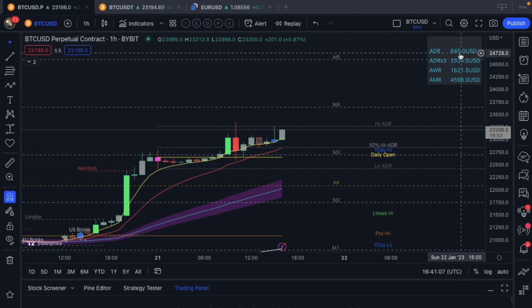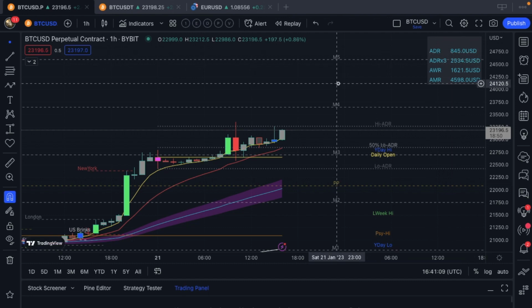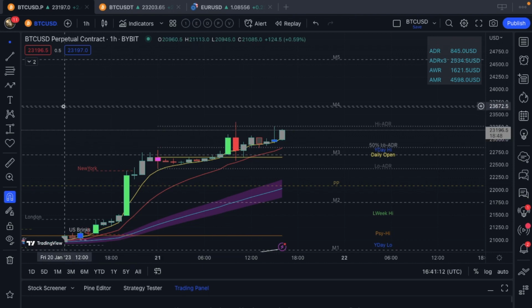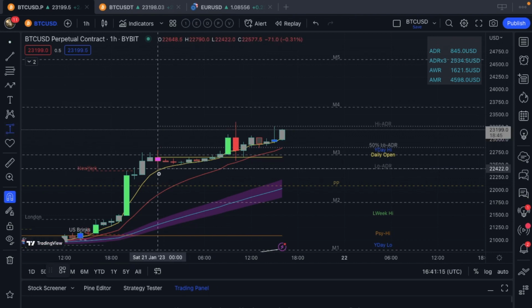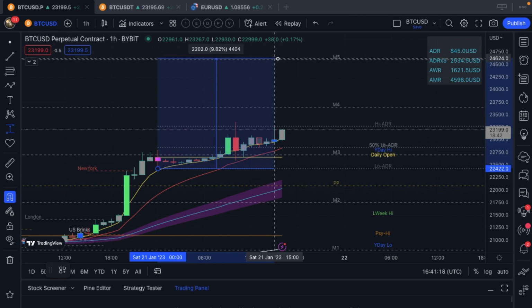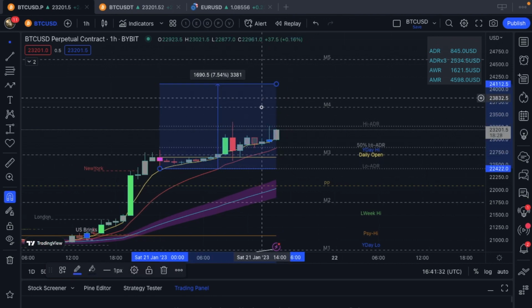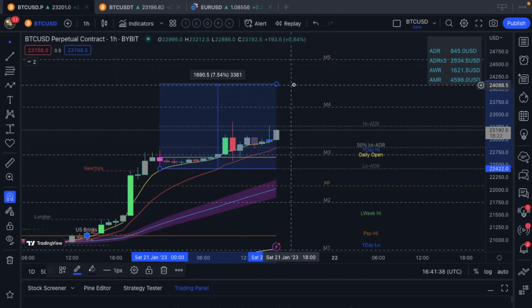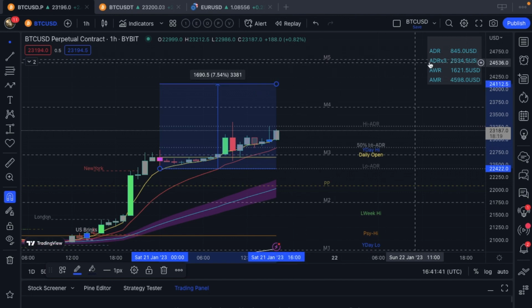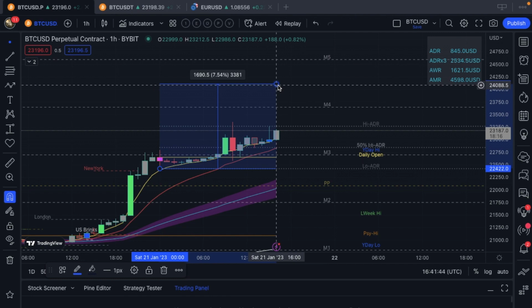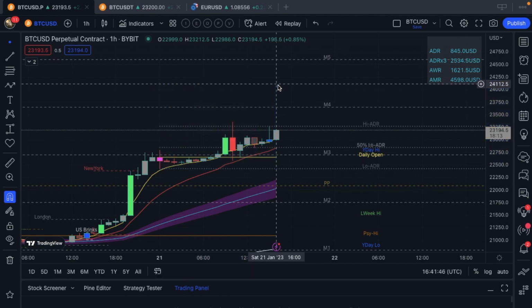So the 845 times that by 2 would be 1690. So from the beginning of that move, you would mark out, there you are, $1,690. And you might be projecting that. So let's say we broke above the high ADR and then we consolidated for a little bit. This would be your next level to look at. And then your ADR times 3 would be the next level to look at. All right, I hope that makes sense. And that can happen in just one day.